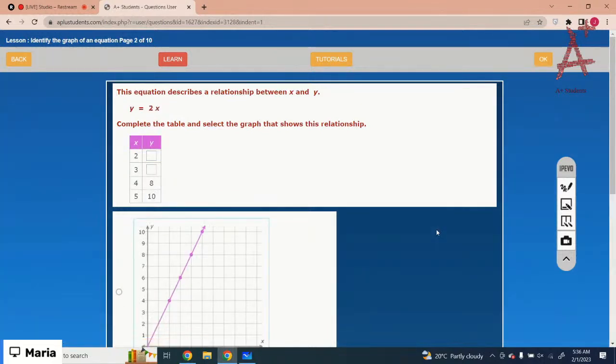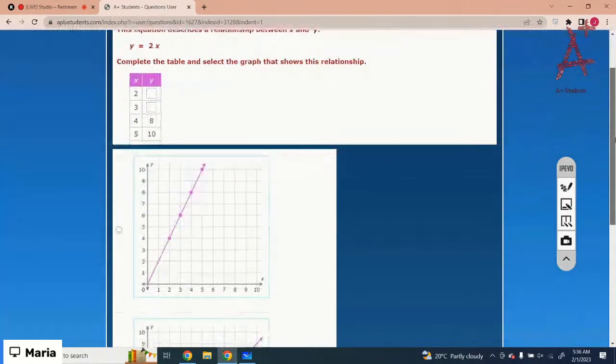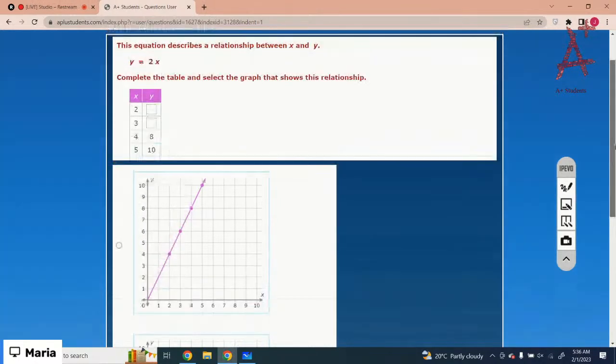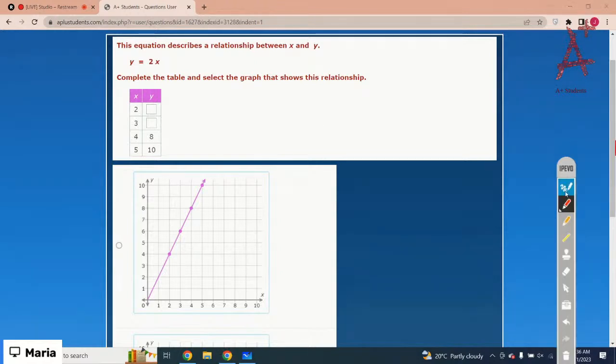Okay, the next one: this equation describes a relationship between x and y. Complete the table and select the graph that shows the relationship. When x equals 2, the equation is y equals 2x. So just replace the x in the equation with 2. Then y equals 2 times 2, which is 4. Then y equals 2 times 3, which is 6. So these are the points: 2, 4, 3, 6, 4, 8, and 5, 10.